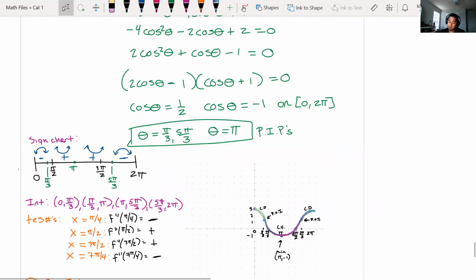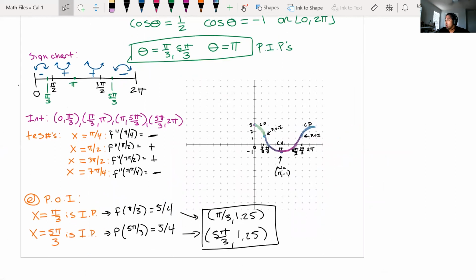And voila, guys. That is curve sketching for beginners. Any questions on that whole process?